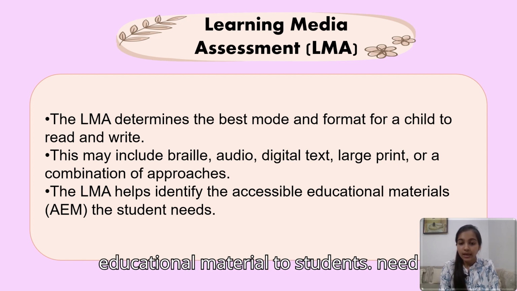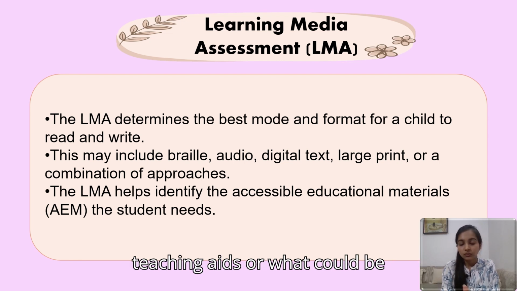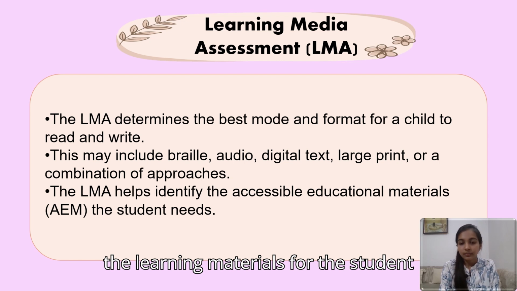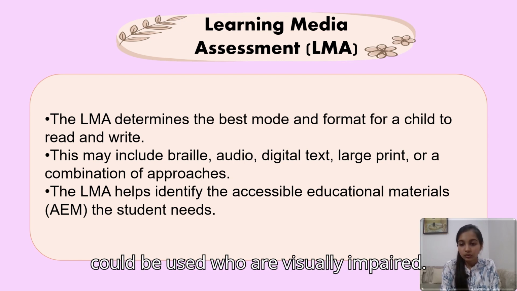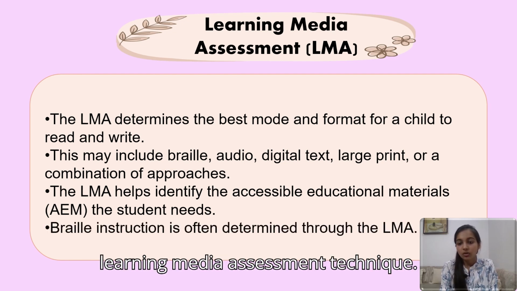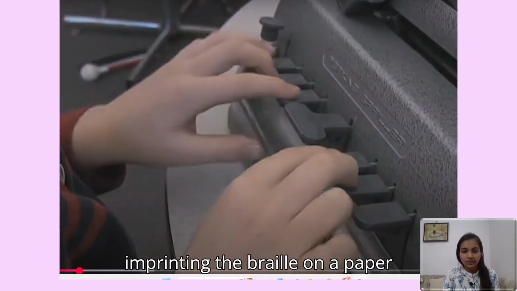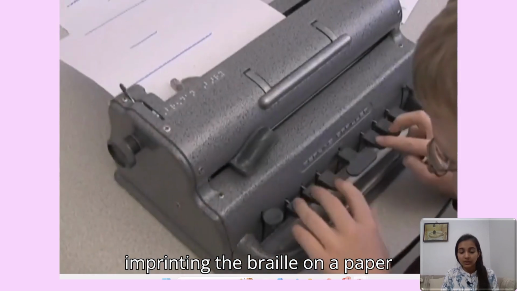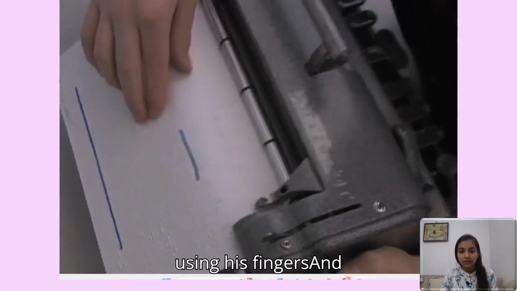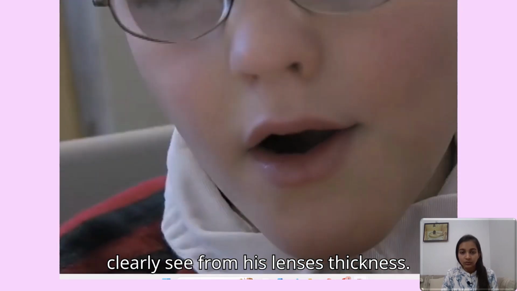Then it helps to identify the accessible educational materials the student needs, like what could be the teaching aids, or what could be the learning materials that could be used for students who are visually impaired. Also, the braille instructions are determined through this particular learning media assessment technique. As you can see in the video, the child is imprinting the braille on a paper, and now he's trying to read this braille using his fingers. And this child has low vision, as you can clearly see from his lens thickness.